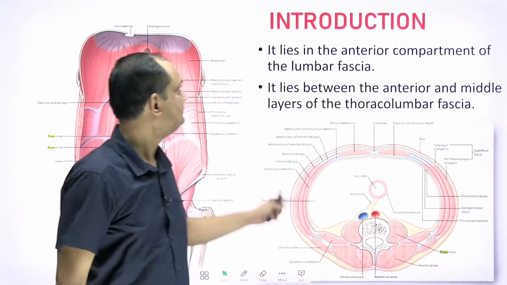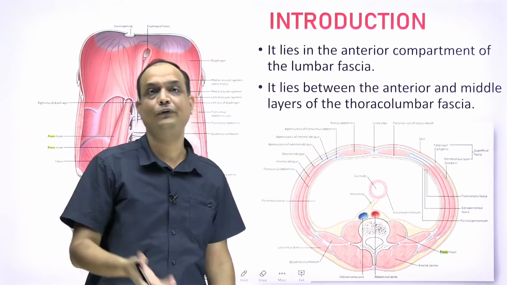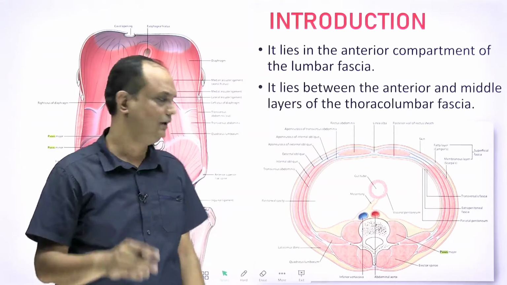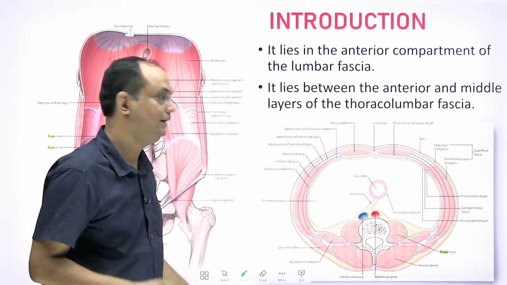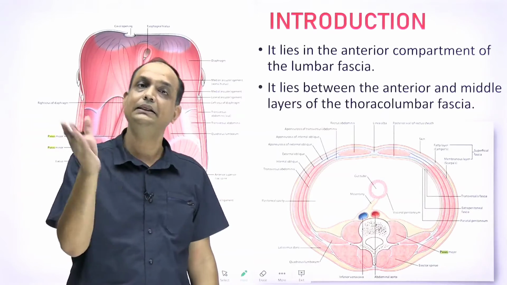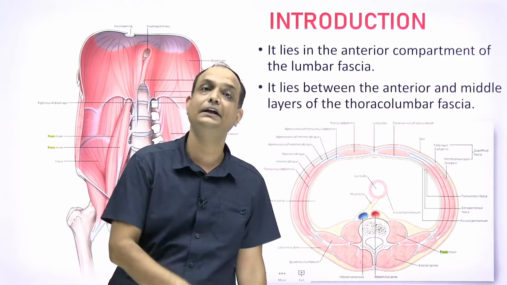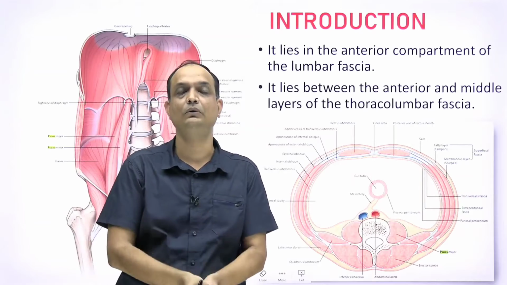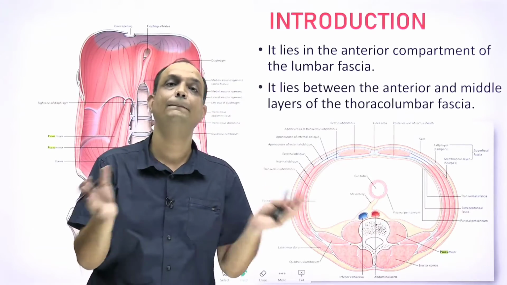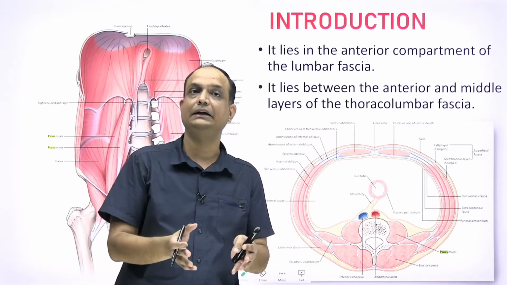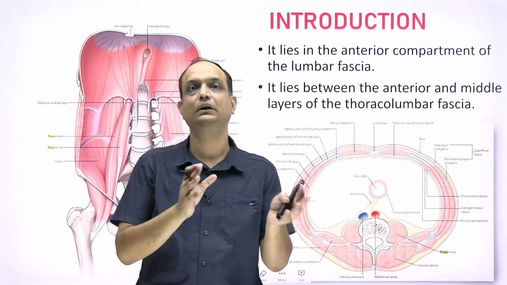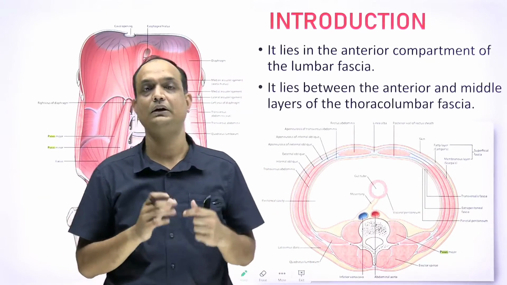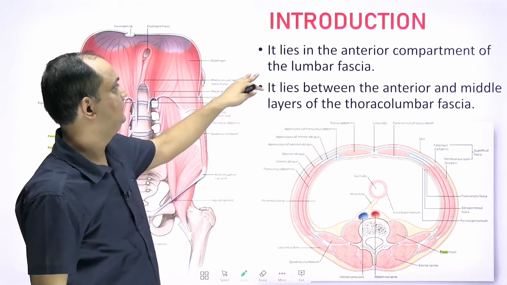So let's discuss the remaining facts about this muscle. It lies in the anterior compartment of the lumbar fascia. Now see, there are two things, one is the anterior abdominal wall, one is the posterior abdominal wall, and in the posterior abdominal wall it is present in the anterior compartment. Now what does this anterior compartment mean? It means we are talking about the thoracolumbar fascia compartments. That's why I am saying again and again that whenever you are reading the thoracolumbar fascia in the posterior abdominal wall, you should always have an idea about this quadratus lumborum muscle. So my dear friends, it lies in the anterior compartment.